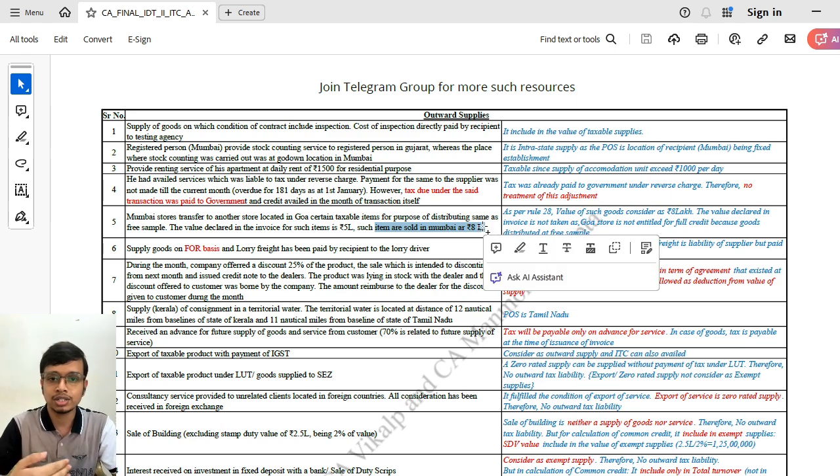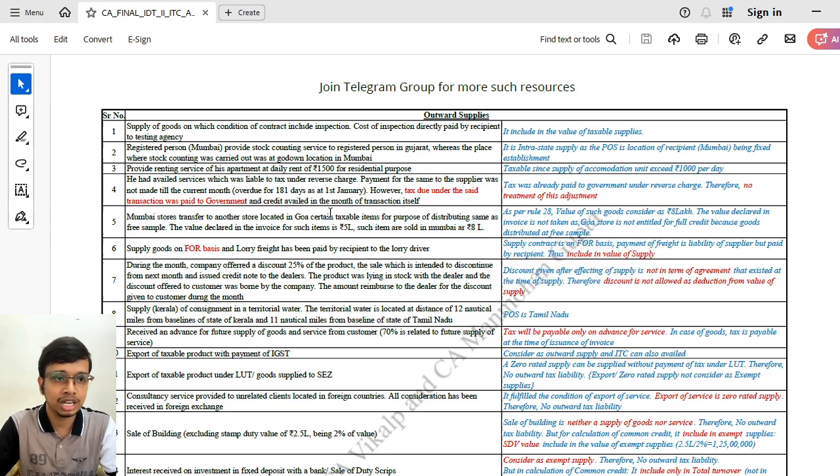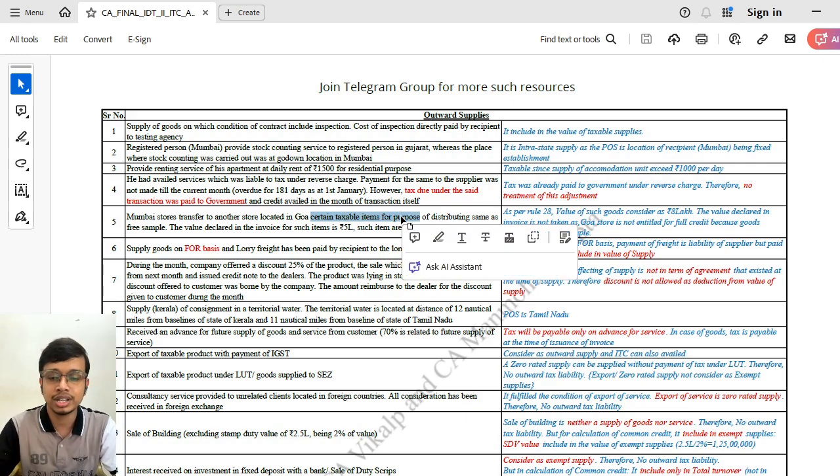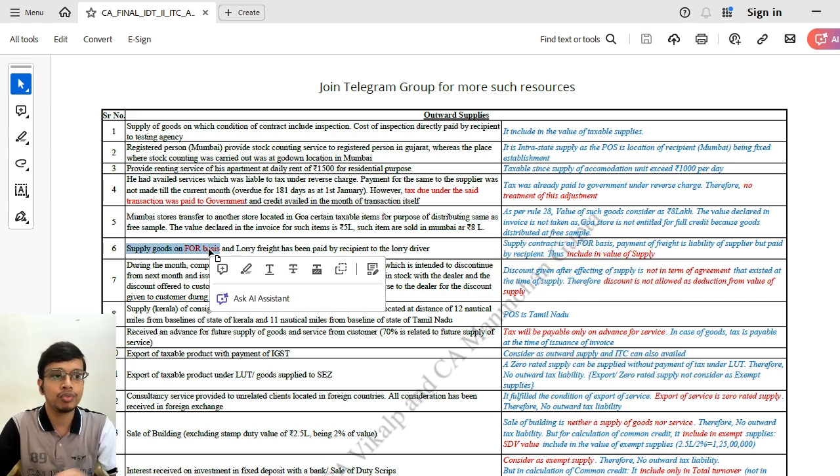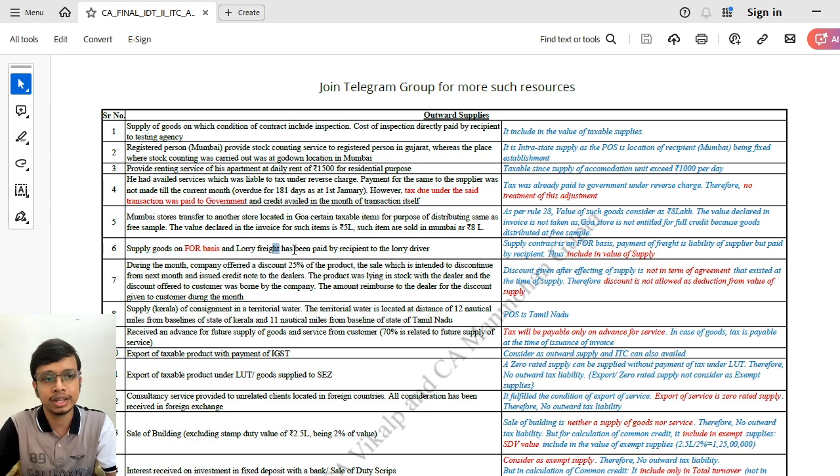Normally, if one branch supplies goods to another branch, and if the second branch is eligible for ITC, then all value declared in invoice can be considered as a value of taxable supply. But in this case, as the Goa store is not eligible to take ITC because the Goa store will further sell free samples, we have to apply Rule 28 of value of taxable supply, which means we have to consider open market value, which is 8 lakh, for calculation of outward taxable liability.